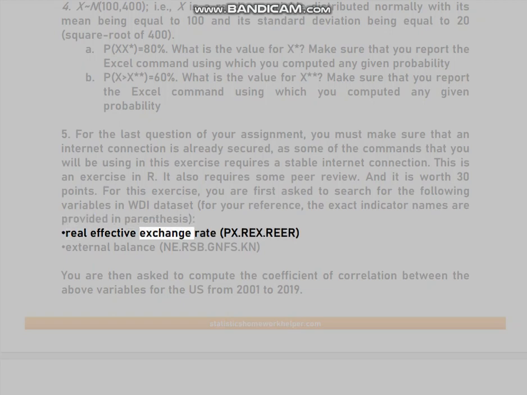Real effective exchange rate, PX.REX.REER. External balance, NE.RSB.GNFS.KN. You are then asked to compute the coefficient of correlation between the above variables for the US from 2001 to 2019.